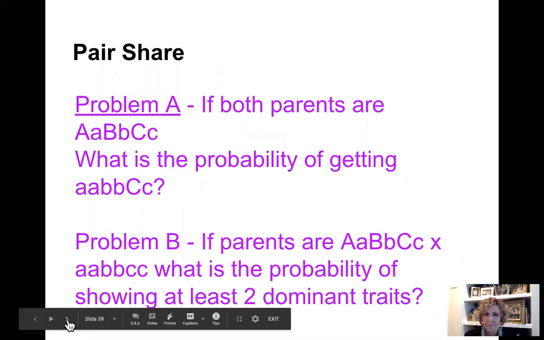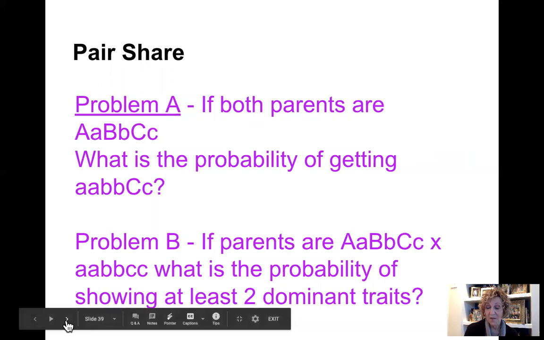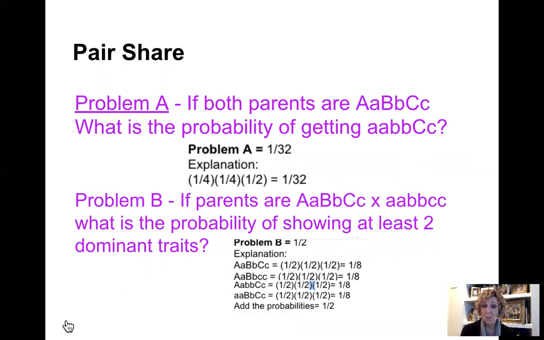So I've got problem A and problem B here. I would highly suggest that you pause the video and try to do these problems, and then you can check yourself on the next slide. So the answer to problem A is 1 out of 32, and the answer to problem B, when you have to add up the probabilities, is 1/2. So hopefully you got those right.